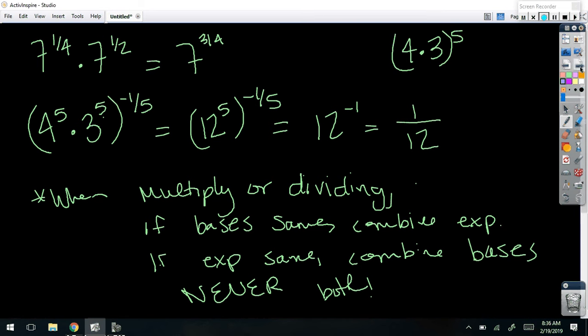What if I got something like 5 to the second times 5 to the second? Don't do both. Like if you had 4 to the 5th times 4 to the 5th, you couldn't do 16 to the 10th. You'd have to pick one and stick with it.